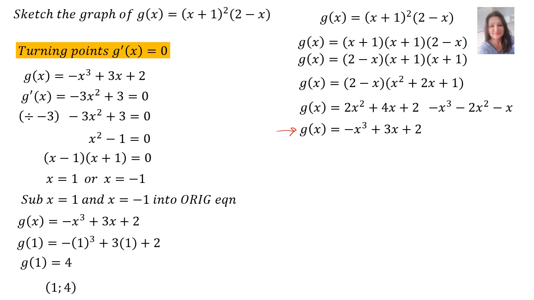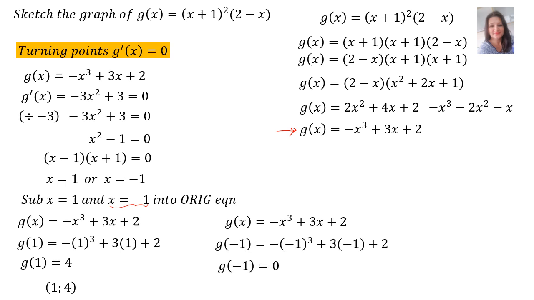So the turning point is the point 1 and 4. And now when I substitute x is equal to negative 1, I'm hoping for a 0 there, because that is where the two x-intercepts are, and remember that's where your graph will bounce. So therefore, in x's place I substitute negative 1, and yes, I end with a 0. So the other turning point is the point negative 1 and 0.